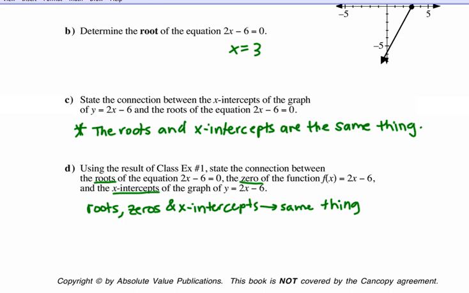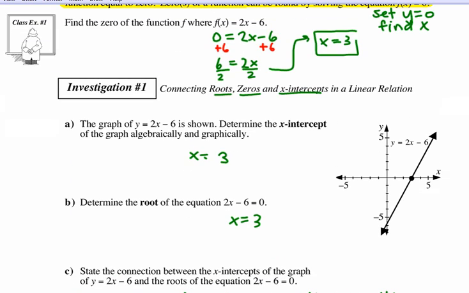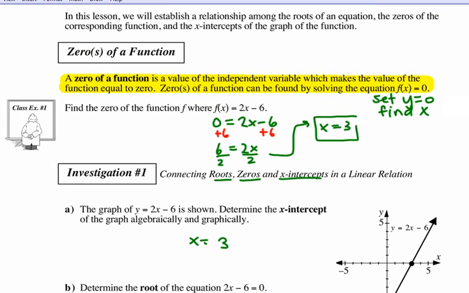You should probably put that on your study sheet, right? So when we're finding, let's go back to the top here for a sec. When we're finding the zeros, the roots, or the x-intercept, we do this: we set y to 0, find x. So that's for finding zeros, roots, or x-intercepts. They're all the same thing. Okay, that's study sheet material. All the same thing. Okay, so we're done one page. Flip her over.